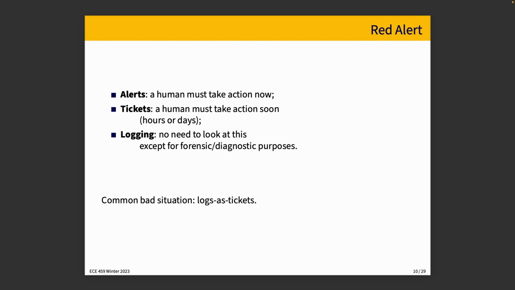Okay, suppose we have detected a situation that we think that something should happen. There are basically three ways to respond: alerts, tickets, and logging. An alert is, somebody has to take action now, or at least as soon as possible. Tickets, somebody should take action soon. That's in the next hours or days, depending on what it is. And then there's logging, which is, this seems weird. We're only going to look at it if we want to find out sort of what happened later, for diagnostic purposes or forensic purposes, if something did in fact go wrong.